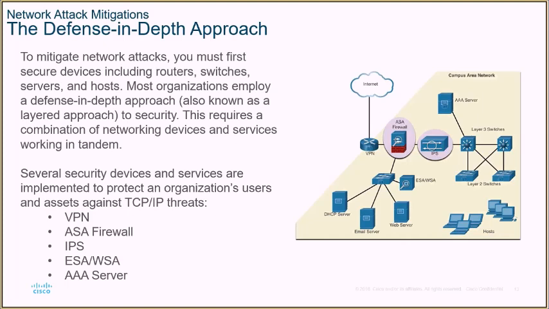VPNs, of course, virtual private networks, are a way that you can communicate in and out of the network encrypted and therefore have your data protected. That would make man-in-the-middle attacks a little more difficult. The ASA firewall, which is a Cisco brand name, ASA stands for Adaptive Security Appliance, I think, is a firewall device designed to be a barrier between your inside network and the rest of the world.